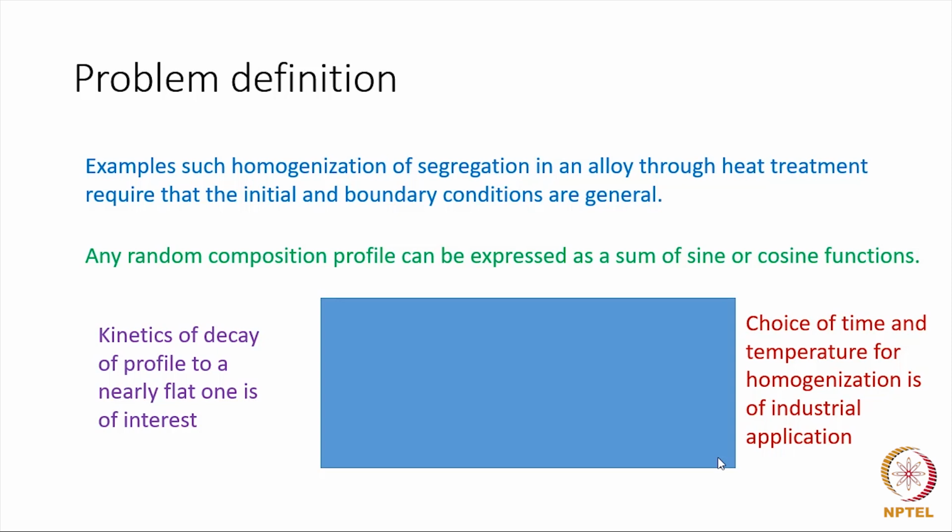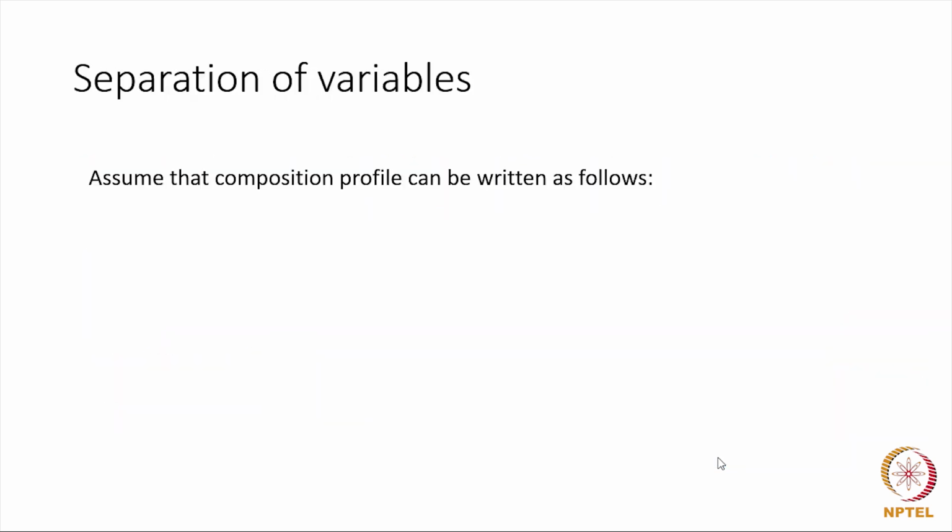So there are certain optimal conditions that we want to look at, and the composition due to segregation is looking like this, which you can imagine could be some kind of a sinusoidal variation. Now the scheme of finding the solution for this particular case is that we take what is called the separation of variables technique. So we assume that the composition profile can be written as a product of two functions which each have only one variable.